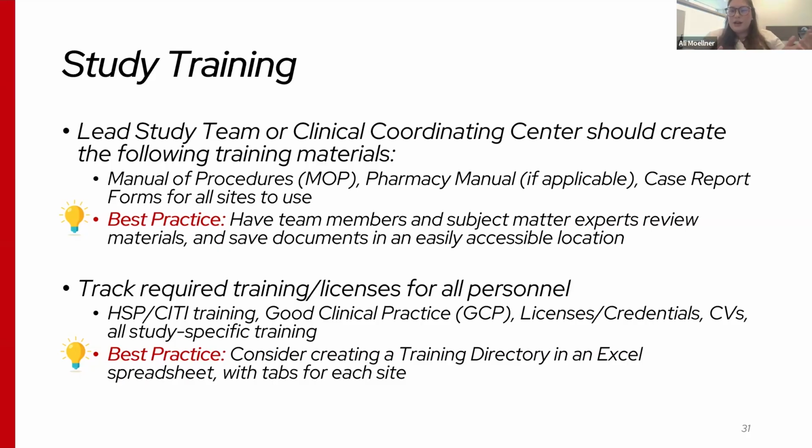This would be your training directory where you can easily access it to make sure no one's CITI training is lapsing or no license or credentials are lapsing. Because one of the worst things is having to pause a site because you need to redo your CITI training or something like that, and you're not able to continue working on the trial.